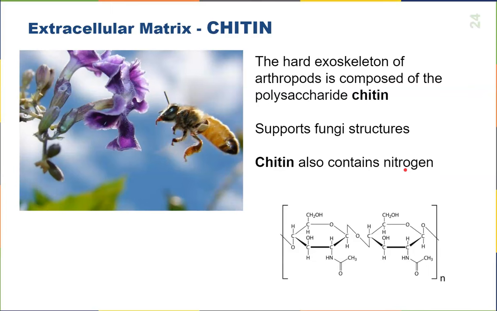Chitin is another polysaccharide, and this is in the exoskeleton of arthropods. It's also in the cell wall of fungi. So fungi, remember, they're not plants. They're their own thing, and so they have different structures. So their cell wall, or their cell wall-like structure, is made of chitin. And chitin's pretty neat. It's made with nitrogen, which is different than most polysaccharides.